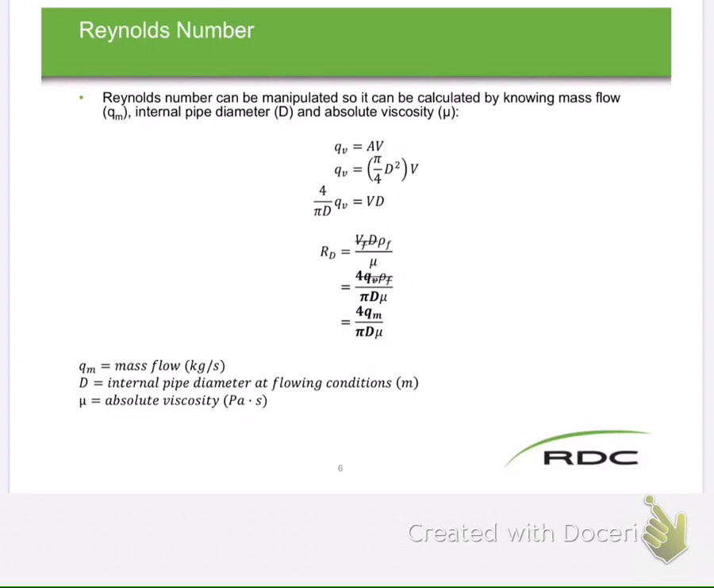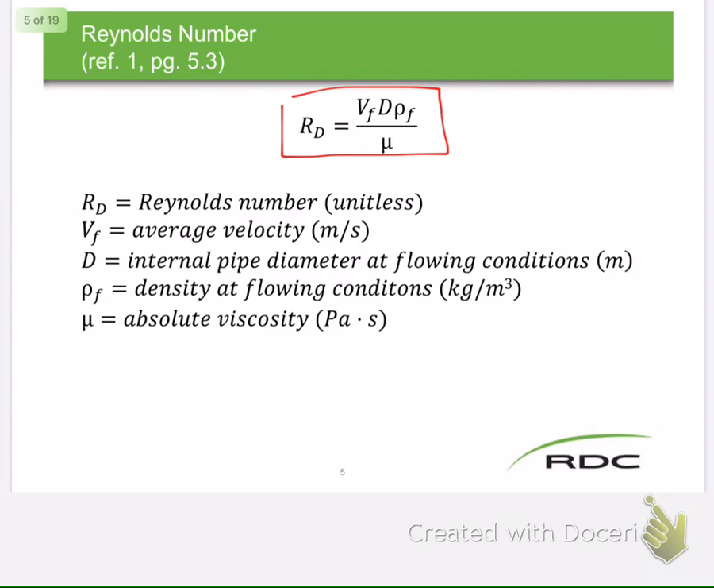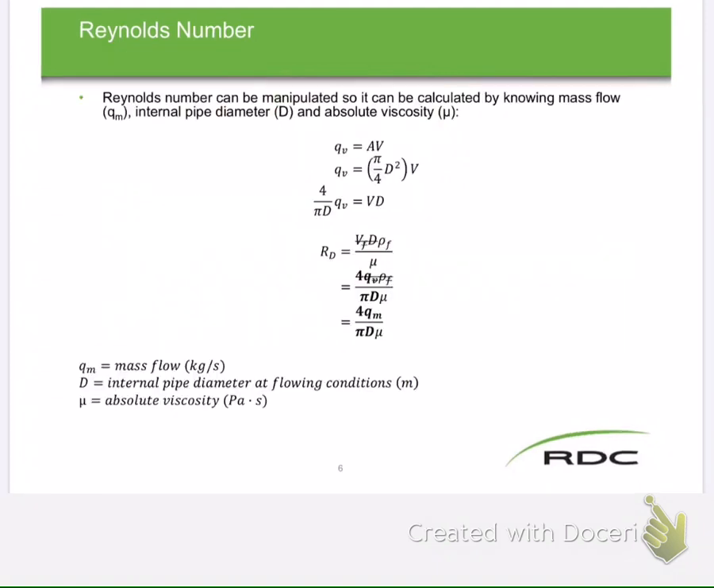And this slide here is just showing how we can take the formula from the previous slide, where we're using average velocity, and make it easier, because usually one of the variables that we want to know is the flow rate, and that's what this is manipulated down to so that we can use mass flow. There we go, our mass flow rate right there. So it's been manipulated so we can just plug mass flow rate right into it, and if we know the internal pipe diameter and the absolute viscosity, we can quickly calculate the Reynolds number.